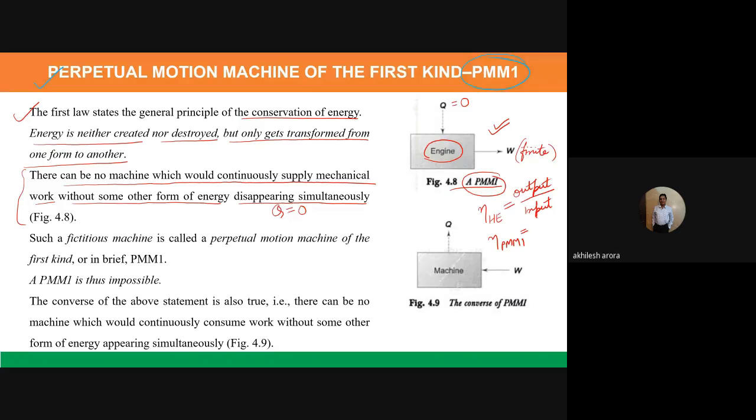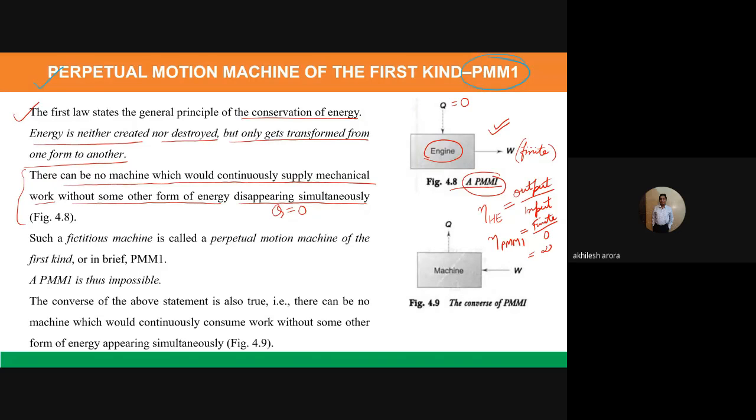Output is some finite value, whereas the input is 0. So the efficiency will be infinite, and it is impossible to have an infinite efficiency of any machine. Think about your own bodies actually.